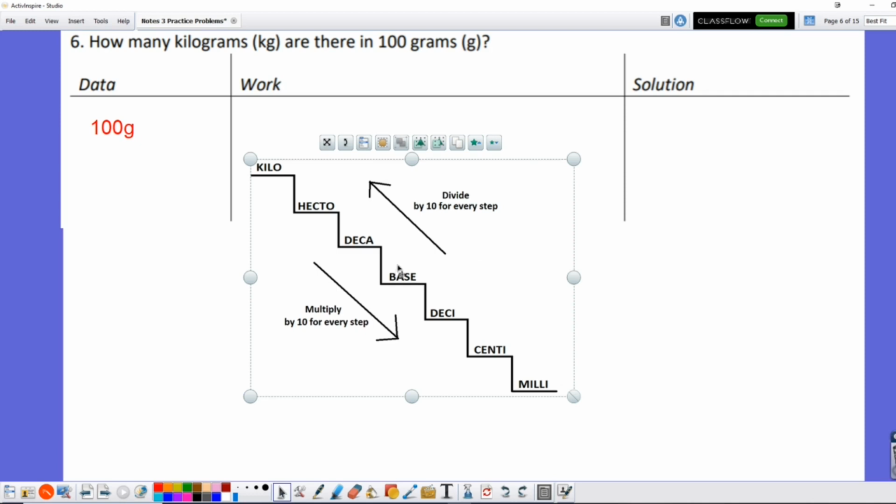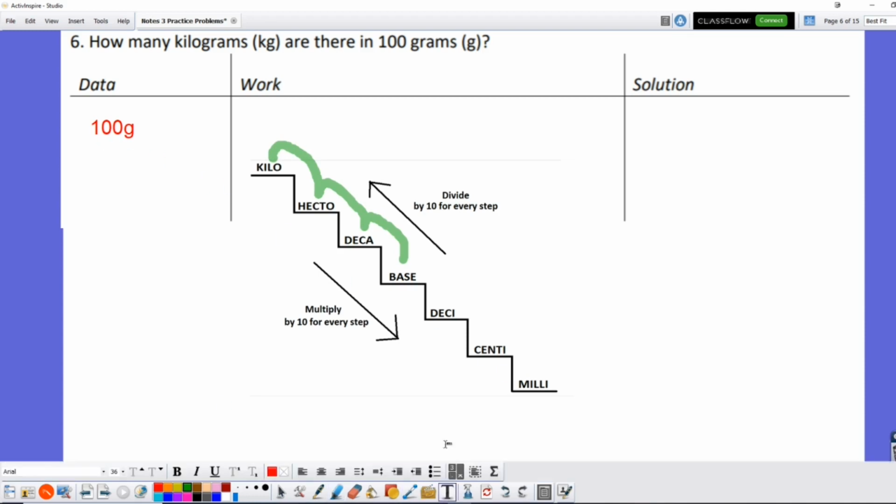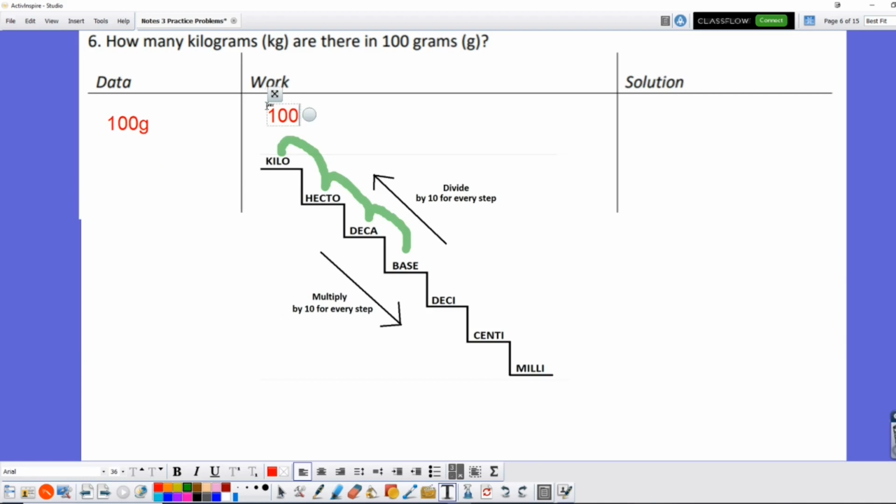Okay, and then I'm going to go ahead and use a highlighter tool here. If I'm starting here, and then I want to go to kilograms, I'm going to divide by 10 for every step, because base is here, kilograms is up here, and I'm going up. So I'm dividing by 10 1, 2, 3 times. Okay, so I take 100 and divide it by 10 3 times. So I'm going to do 100 divided by 10, which gives me 10.